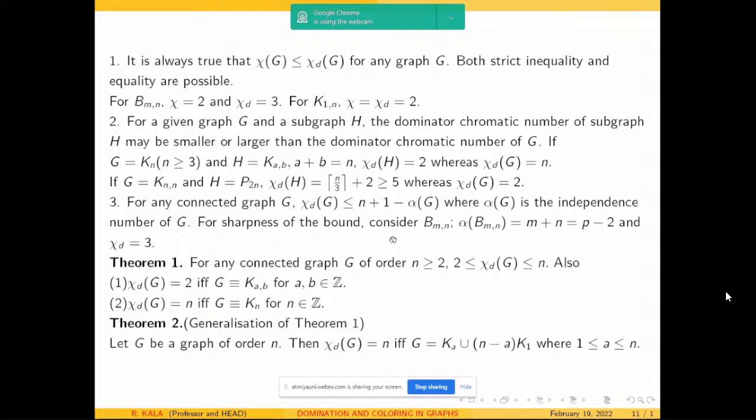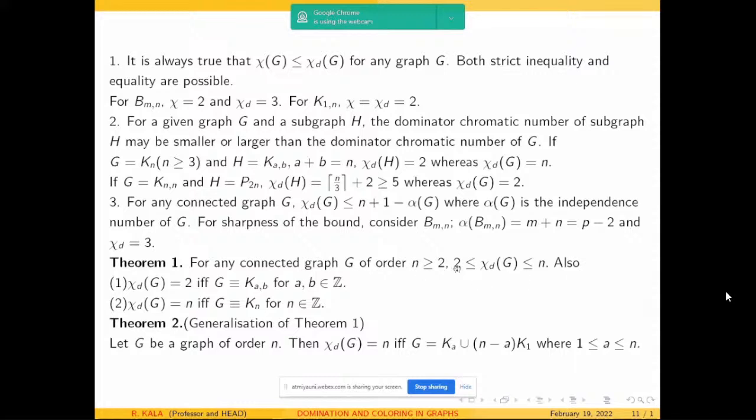Okay. And for the sharpness, I can go to B m comma n. You have alpha of B m comma n, that is the number of all the pendants, that is m plus n, which is p minus 2. So the upper bound for chi d is 3. And you know that chi d for the bistar is 3. So you have equality here.